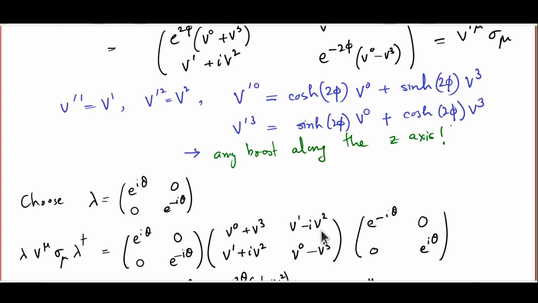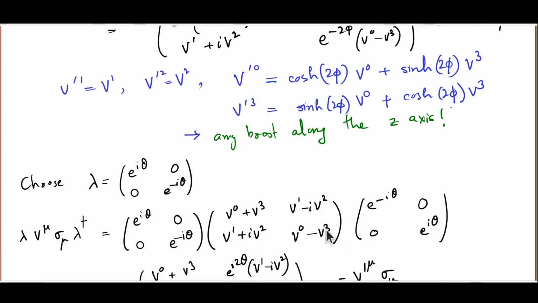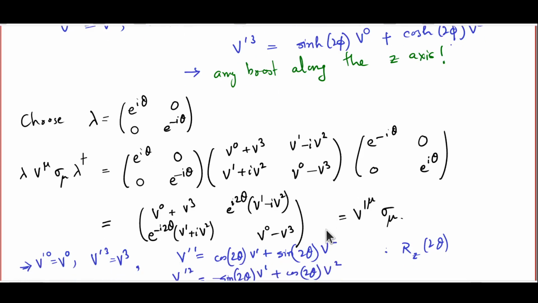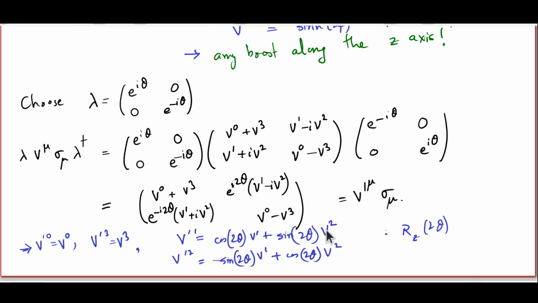Whereas this one actually gets the e to the i theta from the e to the i theta here and then e to the i theta also, so you get e to the i twice theta. And the other diagonal element gets multiplied by e to the minus i twice theta. And now you can easily read off that V0 and V3 do not change. And V1 and V2 change over to V'1 and V'2, which you can immediately read off by just adding and subtracting the off-diagonal terms. And this gives us an obvious rotation through an angle 2 theta about the z-axis. So rotations about the z-axis through any arbitrary angle can be obtained this way.